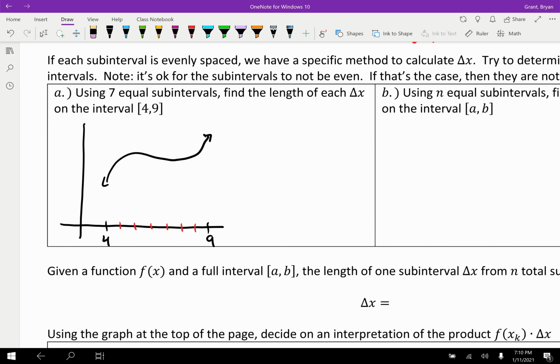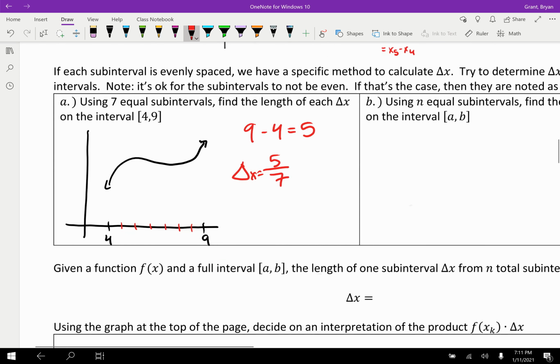Well, essentially what we're doing is we're saying take the distance from 4 to 9. What is the distance from 4 to 9? We subtract to find distance, that's 5. So this has a total distance of 5. And then we're going to split that distance of 5 into 7 equal parts. So couldn't we just do 5 and then divide it by 7? And this right here is going to be our delta x.